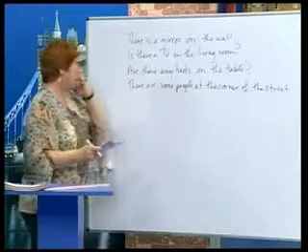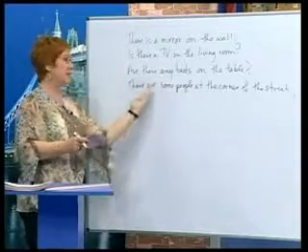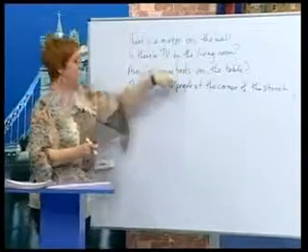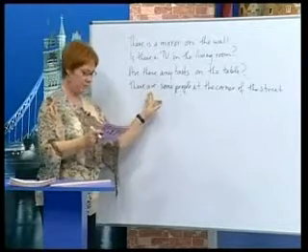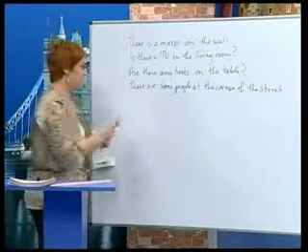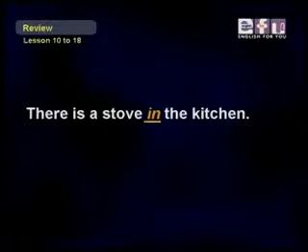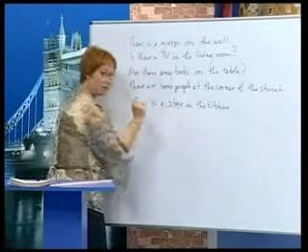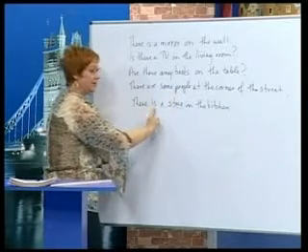Now with there, remember that the real subject comes after the verb. So you have to look here and then look back to get the right verb. So here are some examples. There is a stove in the kitchen. There is one, only one. So we look back to make it is. There is a stove.